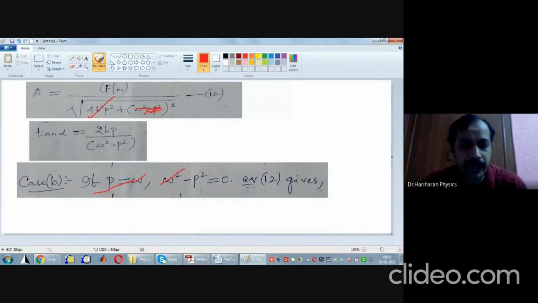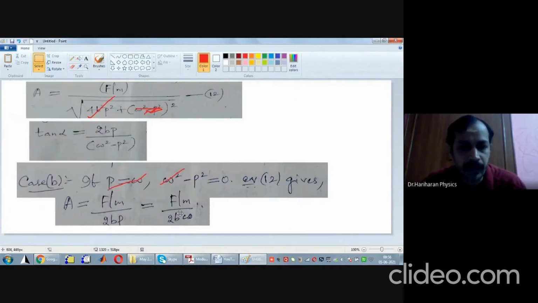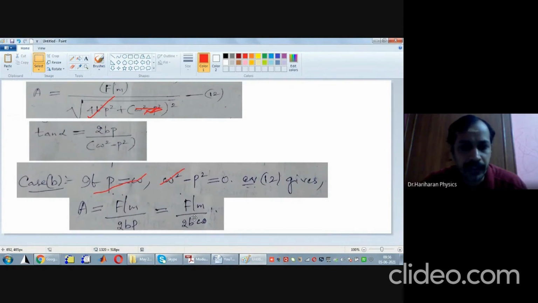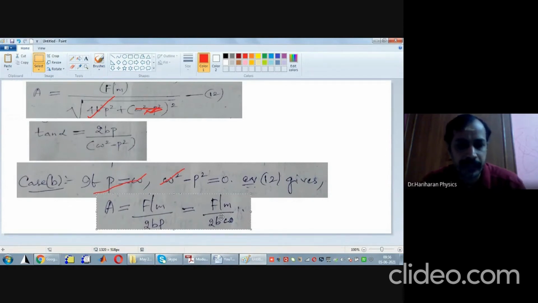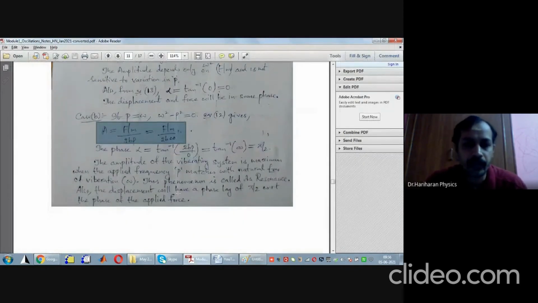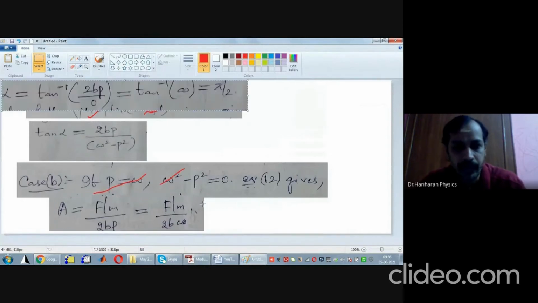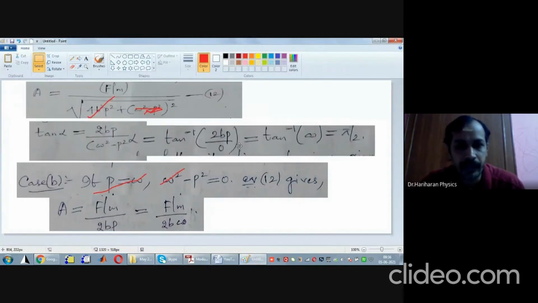So I'll place it here. Let me place it here, I think it is easy to visualize. That's going to be the amplitude. And what will happen to the phase? Look here, phase is given by alpha is equal to tan inverse of 2bp by 0, which is pi by 2. Tan inverse of infinity is pi by 2. So I'll put it here.